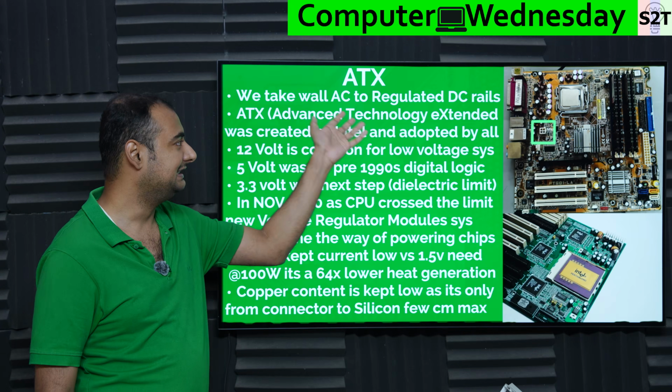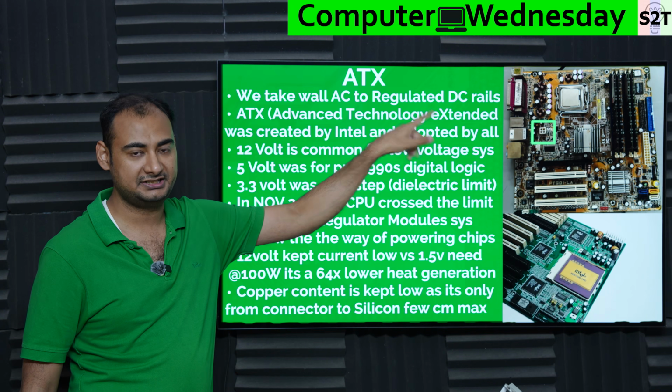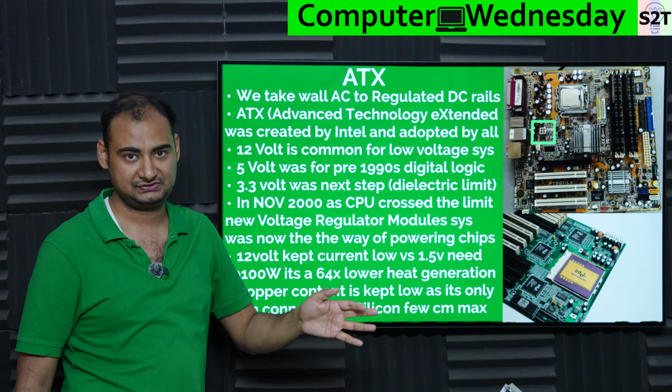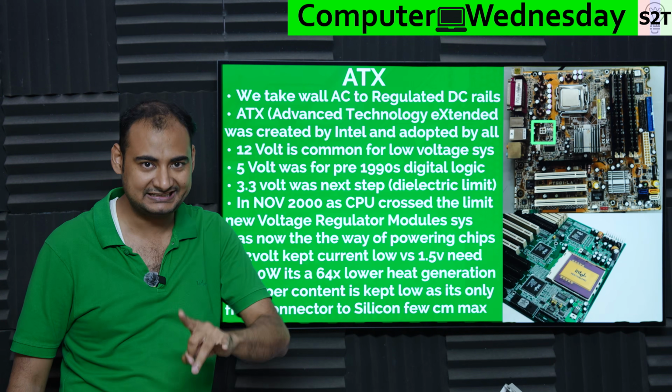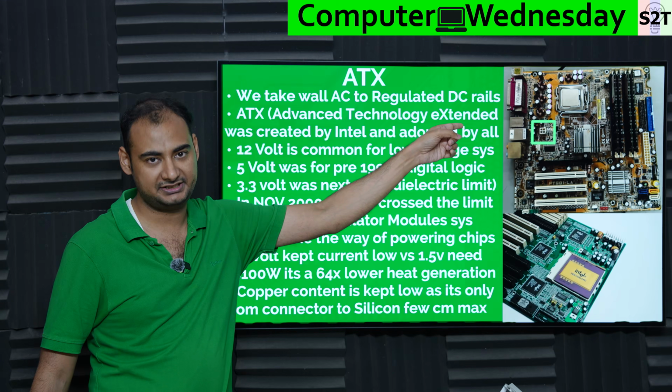So how the heck you get AC to regulated DC? Regulated DC means it does not change. You have load variation, it will not change. You have supply variation, it will still not change. That's why regulated DC matters here.